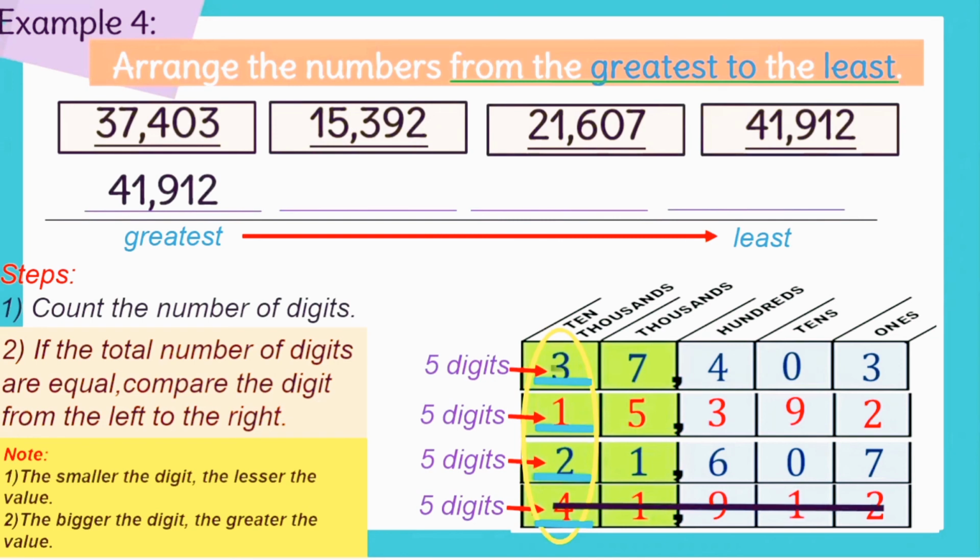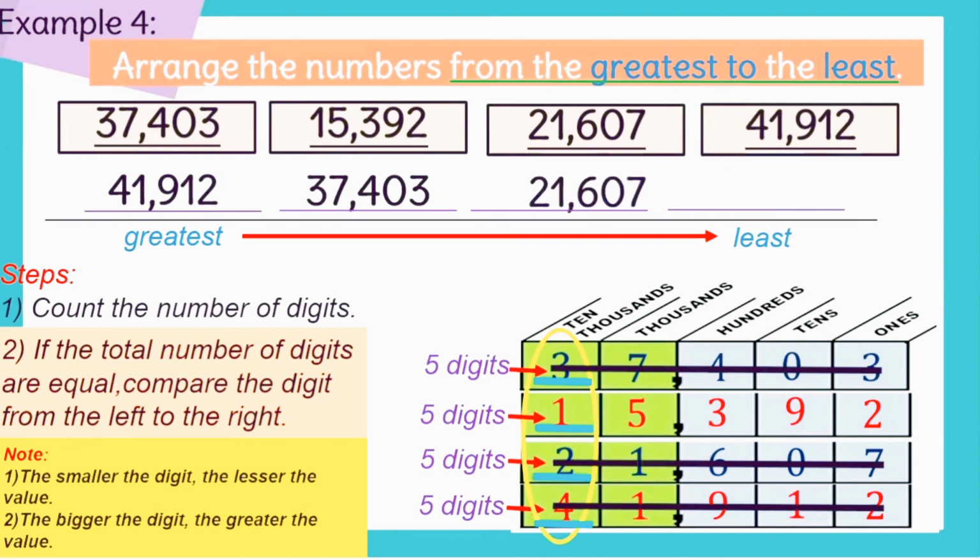Next is 37,403 because the 3 is greater than 2 and 1. So that is the second number in the line. Next is number 2. So the whole number 21,607 will be the third in the line. And the remaining one, 15,392, is the least. This is the example of the numbers from the greatest to the least.